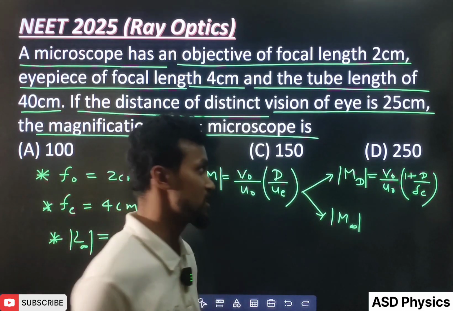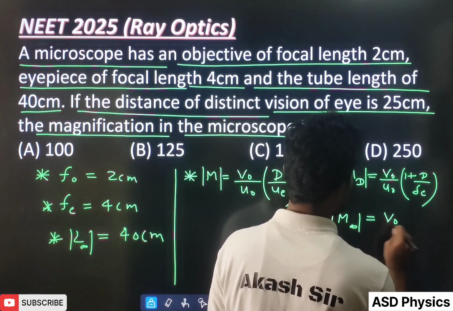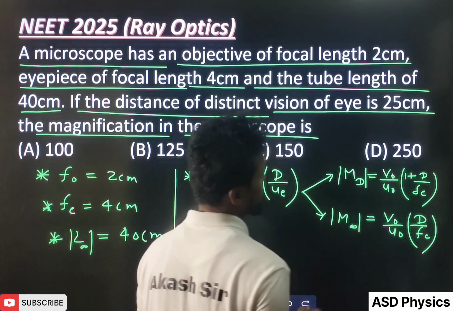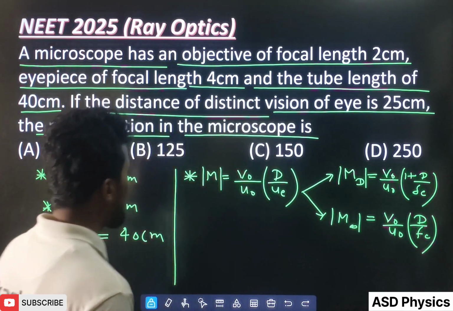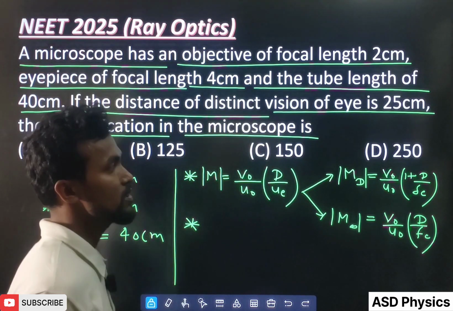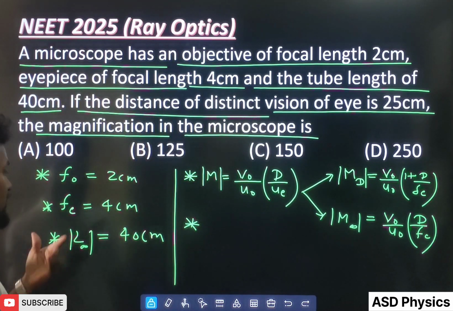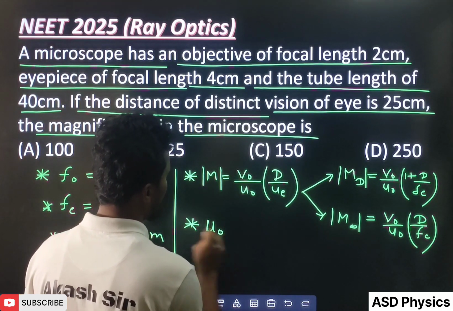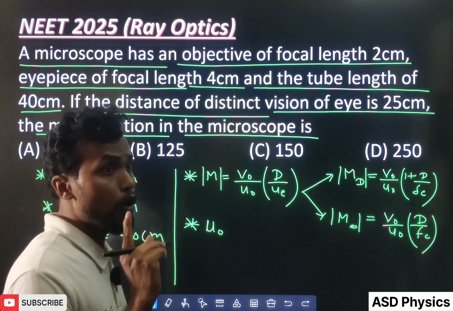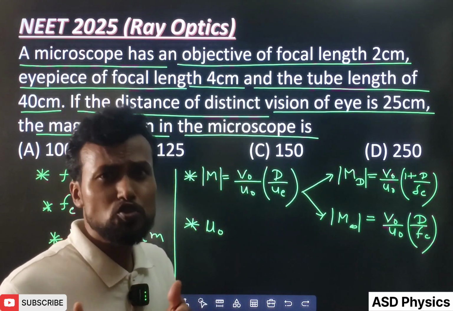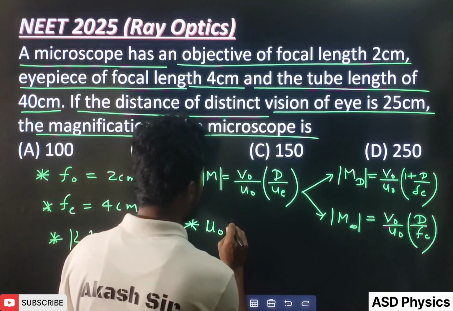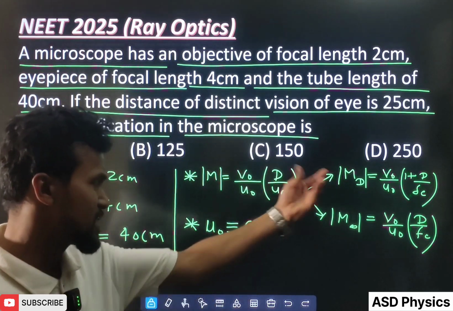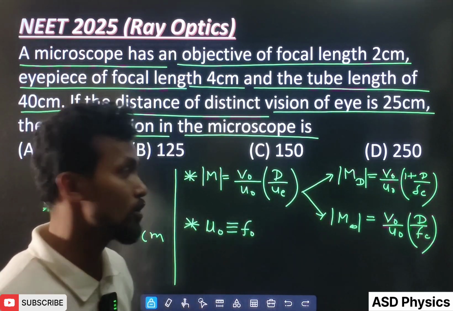Okay, and the eye will be relaxed. In this situation the formula is V0 by U0 into D by FE. This magnification is maximum, this is minimum. And remember that here one approximation we have to use depending upon the situation, since the length and all is given. So what is the approximation? When the object is very close to the objective, we can say U0 is approximately f0. The object is at a distance of f0, that means the focal length of the objective.